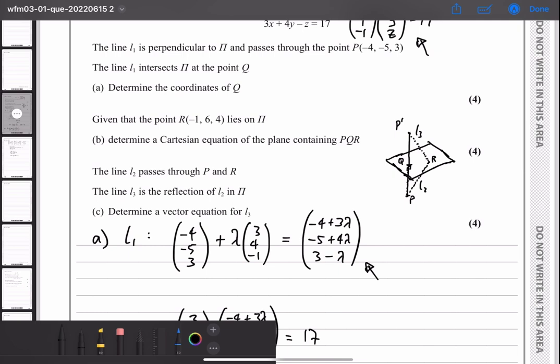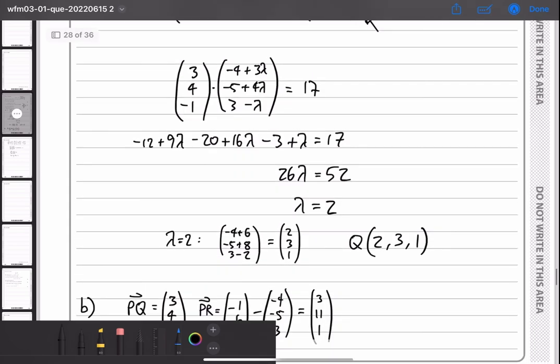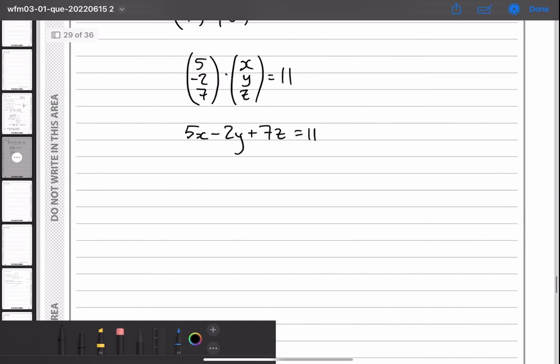Determine a vector equation for L3. Okay, so what I've just said is exactly what I'm going to need to do. Starting at P, I'm going to add the vector PQ and then add it again, and that will get me to P prime's coordinates. I'll then use P prime and R, which we already know, to get L3 in the way we did in the first part of the question. So P is (-4, -5, 3).